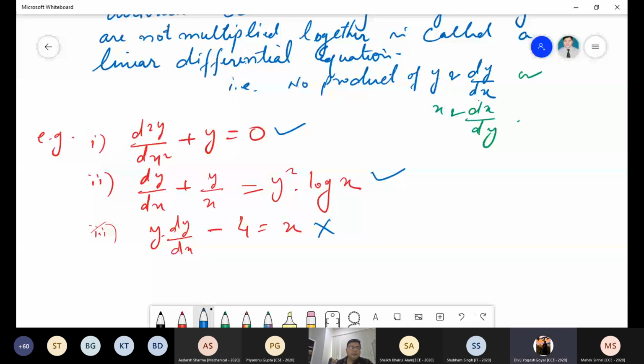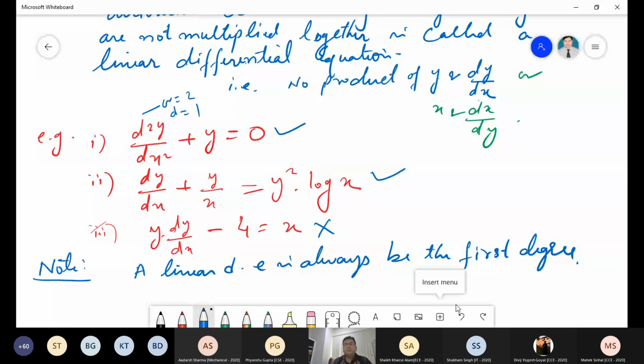Sir, but the dependent variable is of degree 2, sir. Then how should it? No issue. Where is the degree? This is order 2, and this is degree 1. Okay, fine. So I'm writing: a linear differential equation is always of the first order, first degree.